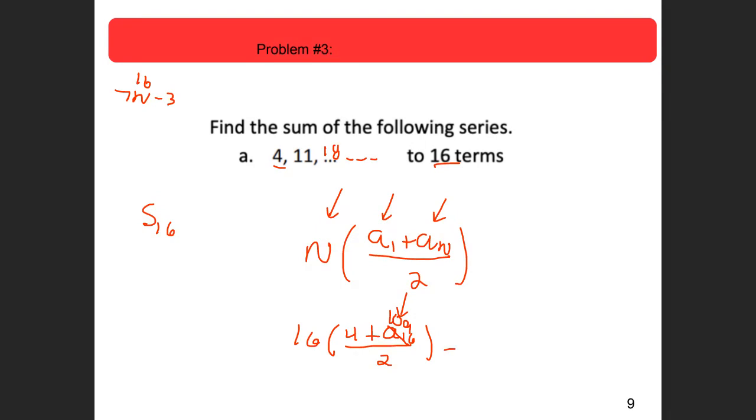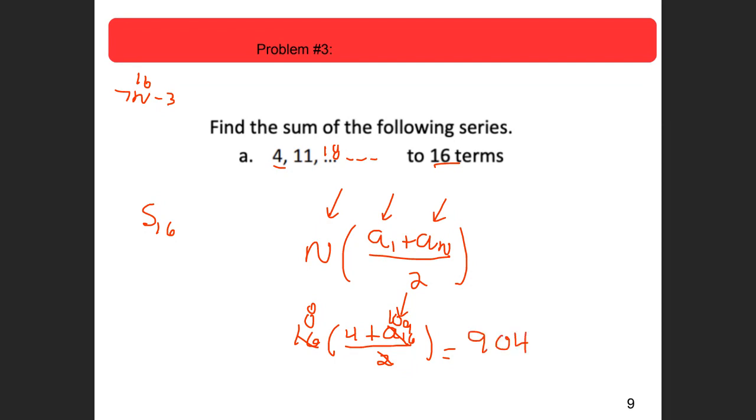So now I can come up with the sum of the 16 terms here. Is that right? 7 times 16 minus 3, 109 just doesn't seem right, but that's okay. So if I multiply this out, I'm just going to cross that out and make that an 8. So that's going to be 113 times 8, or 904.